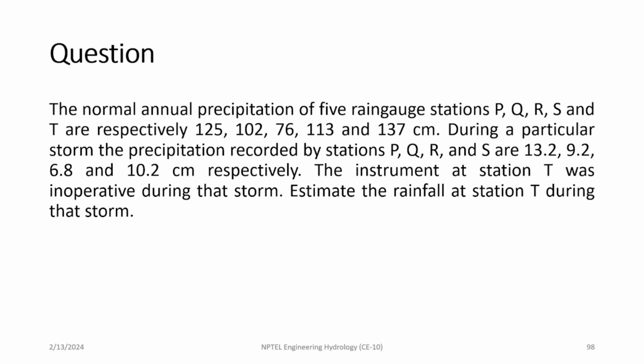Again, the question comes. This question is related to finding the missing rainfall value. So it says there is a catchment and 4 or maybe 5 stations: P, Q, R, S, T. These rain gauge stations are there.